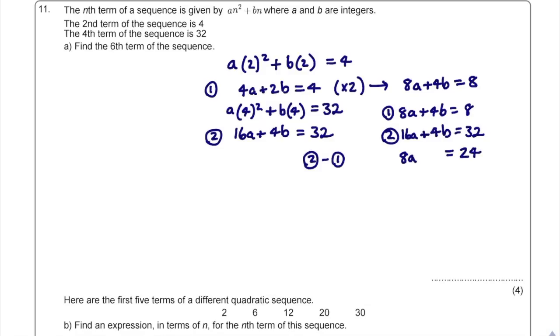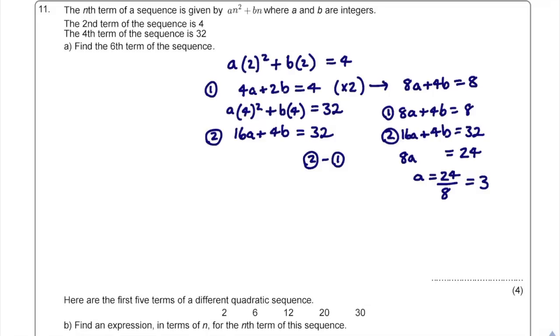So now I can divide both sides by 8. So I get a equals 24 over 8, which is 3. So that's my value for a. Now to work out my value for b, I just need to take any of these two equations and rearrange it to make b the subject of my formula.